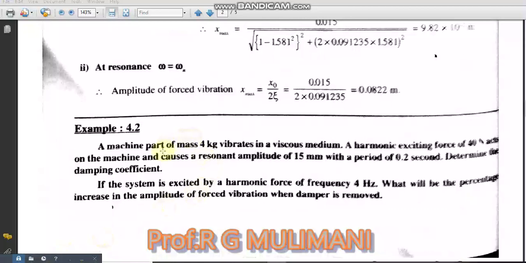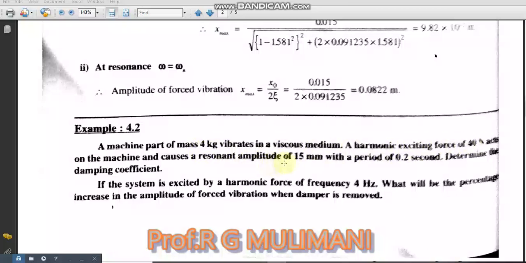Okay, let us consider one more problem. Here the mass is given as 4 kg. It is in a viscous medium. The exciting force is 40 newtons and it causes a resonant amplitude. The resonant amplitude value is given as 15 mm and the time period is given as 0.2 seconds. So determine the damping coefficient. The mass is 4 kg, the harmonic exciting force is 40 newtons, and the resonant amplitude is given.